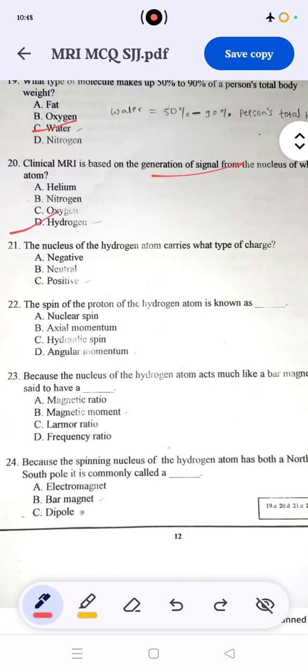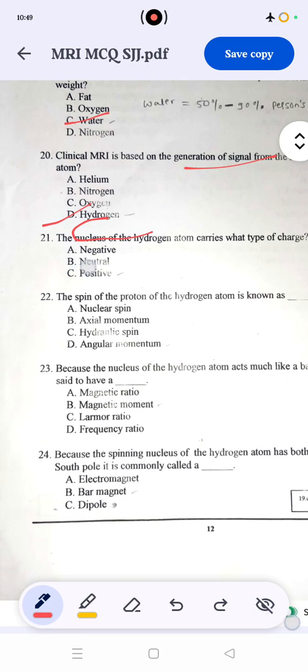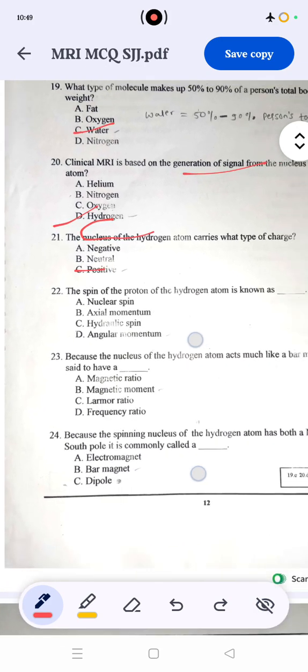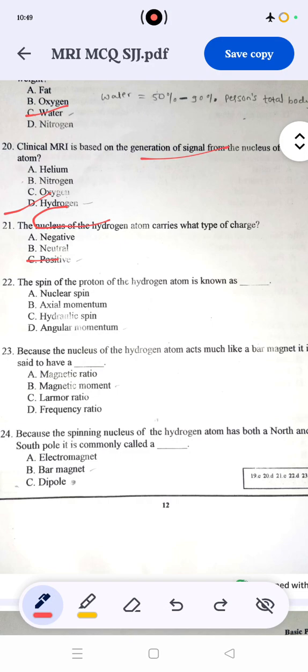The nucleus of the hydrogen atom carries what type of charge? We are asking about the nucleus. The nucleus is a proton and neutron. The neutron is neutral and the proton is positively charged. So the correct answer is positively charged. Then the spin of the proton of the hydrogen atom is known as nuclear spin, axial momentum, hadronic spin, or angular momentum. The correct answer for question 22 is angular momentum. The spin of the proton is angular momentum.